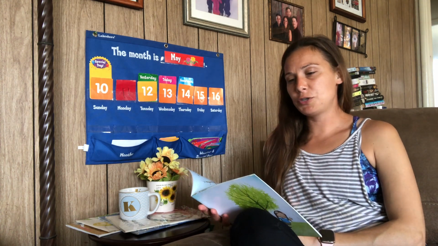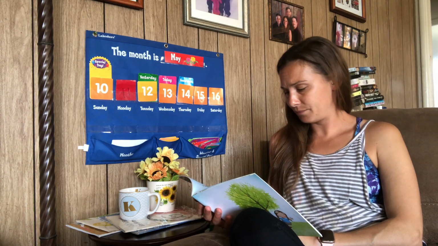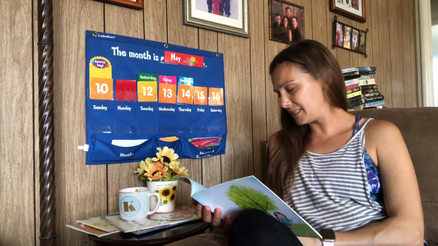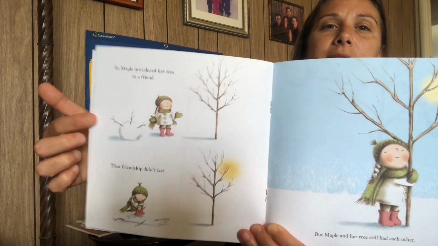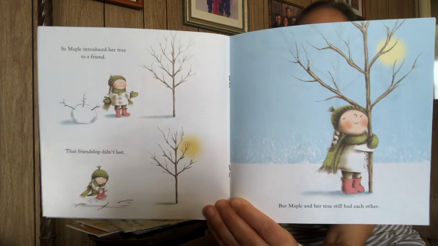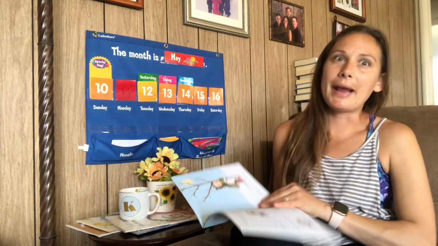So Maple introduced her tree to a friend, but that friendship didn't last. But Maple and her tree still had each other. Look at the friend she made. It was a snowball, but the sun came out. And we all know what happens to snow if the sun comes out.